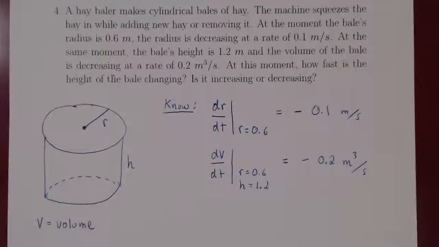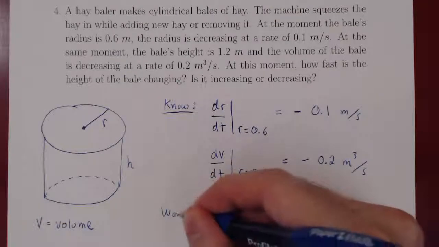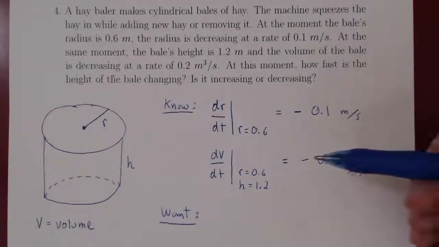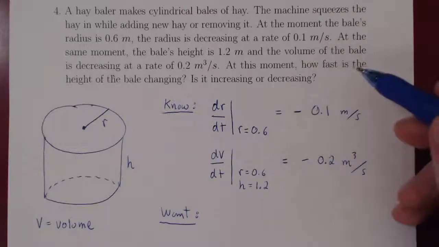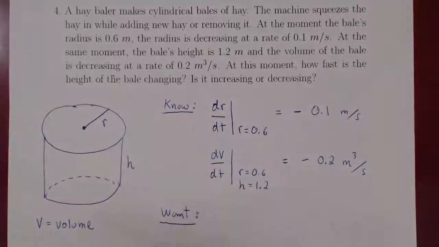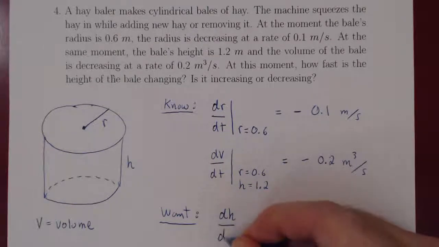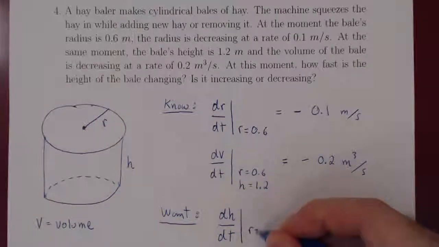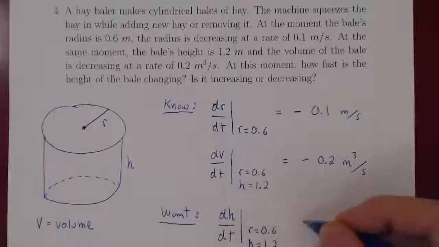Now we have what we know. Here's what we want to find out. At this moment, well, this moment is the moment in time when the radius of the bale is 0.6 meters, the height is 1.2. How fast is the height of the bale changing? Well, how fast is something changing? That's the rate of change. That's just the derivative. So we want to know the rate of change of the height of the bale of hay at this moment, specifically when the radius is 0.6 meters and the height is 1.2 meters.